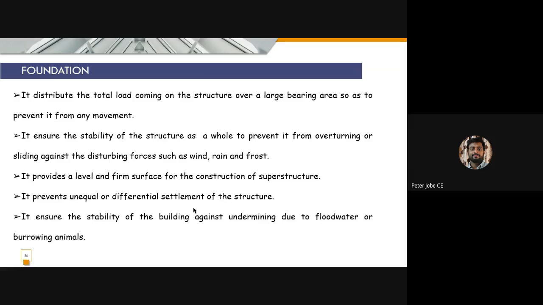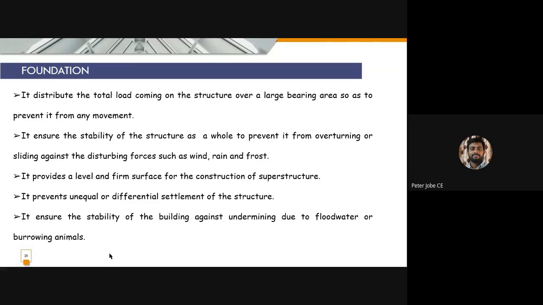And next is burrowing animals. Basically, animals will keep on burrowing below our building so that they can reach any of our storage space, so that they can have their food. They do it because they want to survive. But what does it do to us? It is going to disturb the stability of our building.